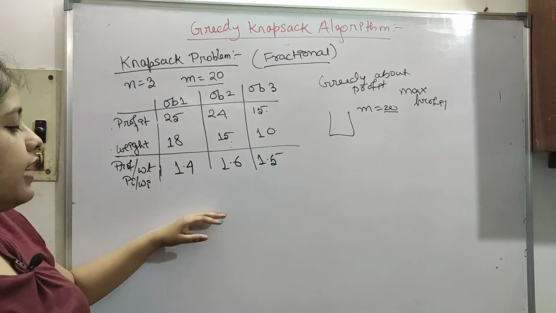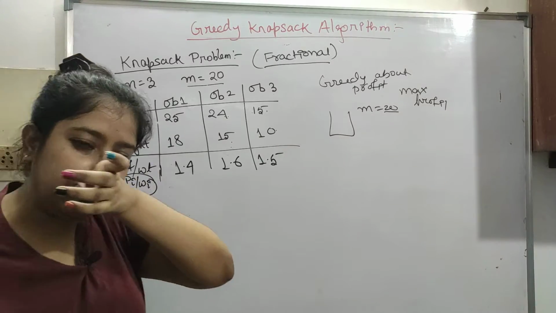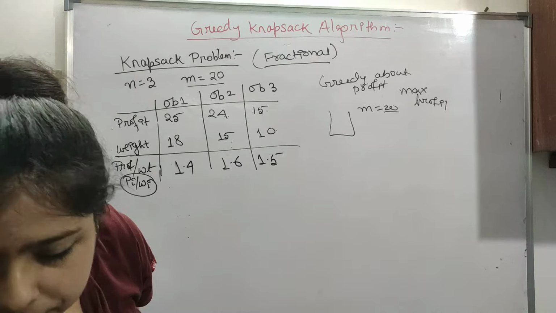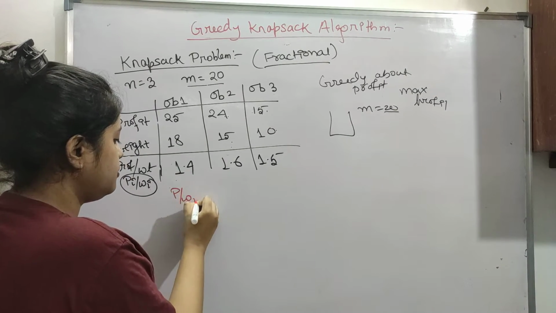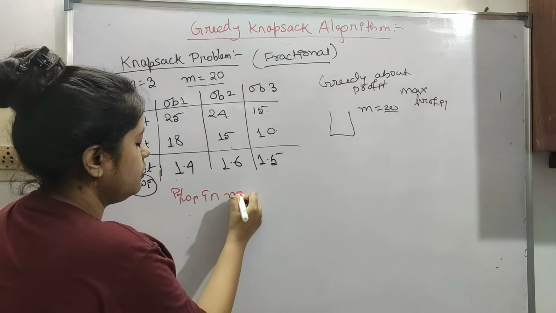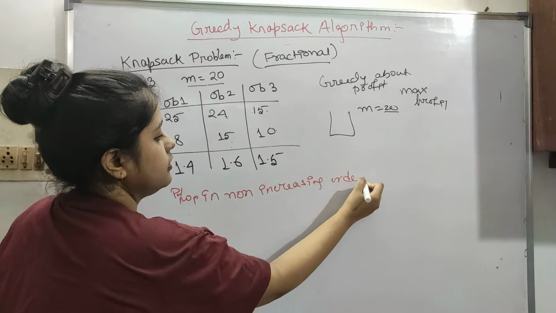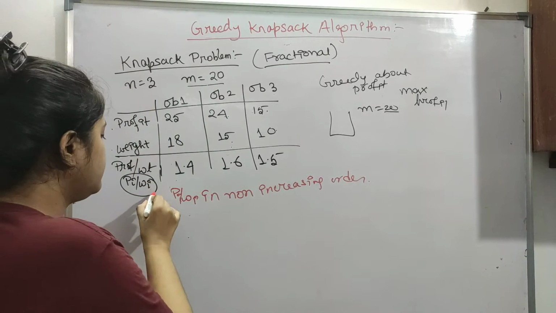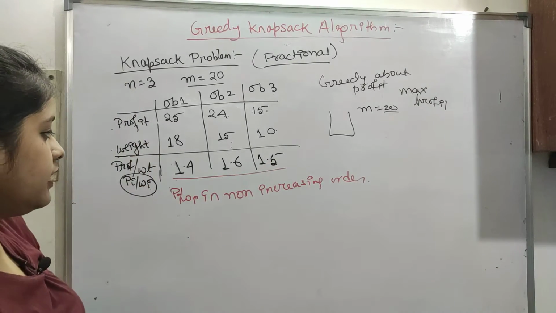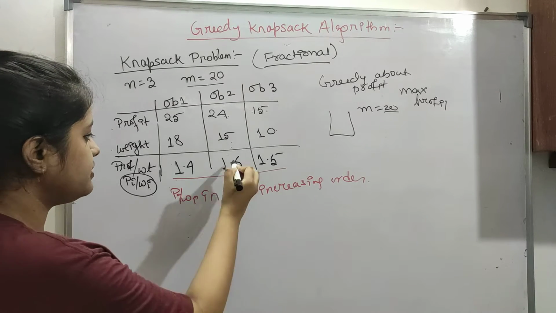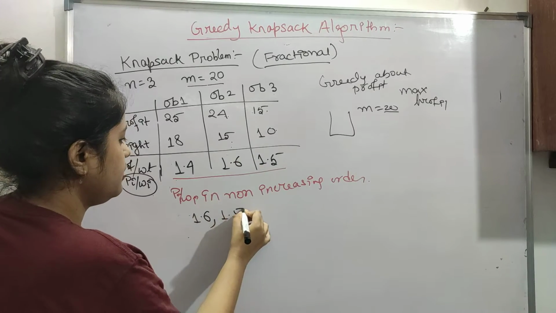So this is the profit by weight ratio, pi by wi. The next step is to sort this profit by weight ratio in non-increasing order. It's very important. Non-increasing order means the highest is 1.6, so 1.6 comes first, then 1.5, then 1.4.